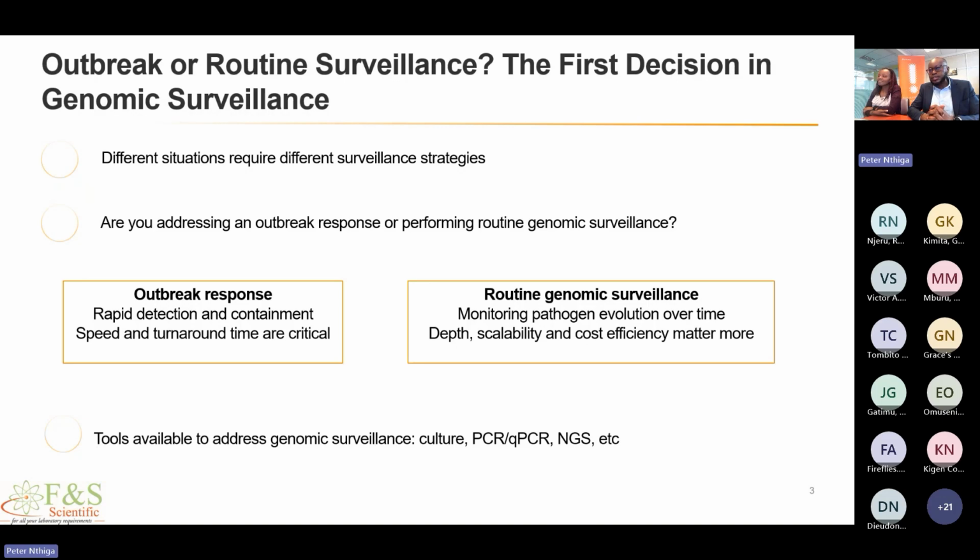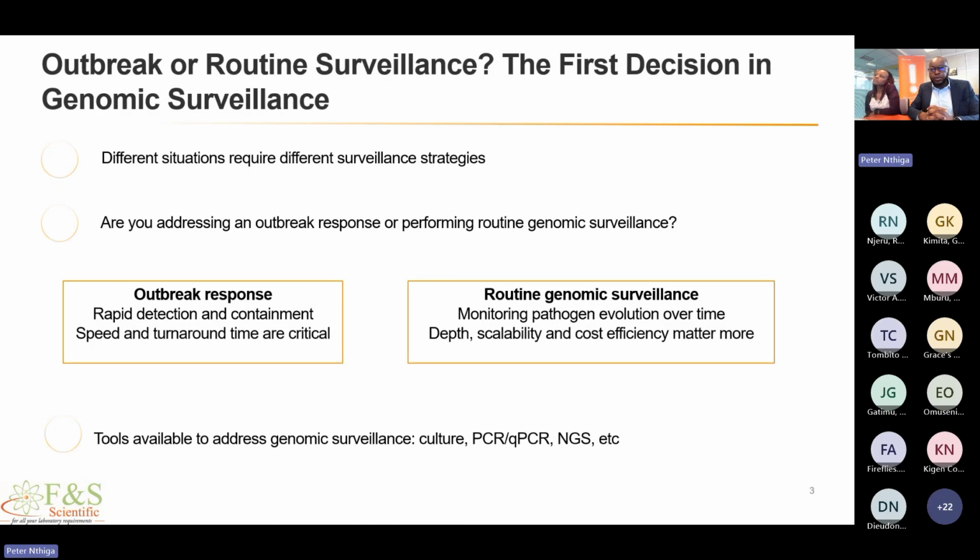So just getting right into it. The first key question that we should ask ourselves when designing a genomic surveillance strategy is, what situation are we really addressing? Because different situations require different surveillance strategies. Are we addressing an outbreak response, for example? Or are we performing routine genomic surveillance? Or are we even performing pathogen genomic discovery?